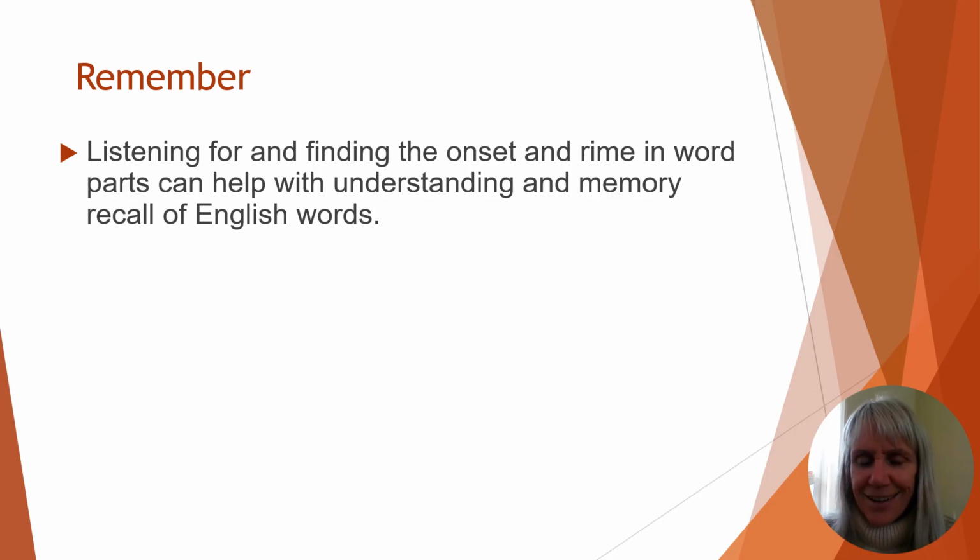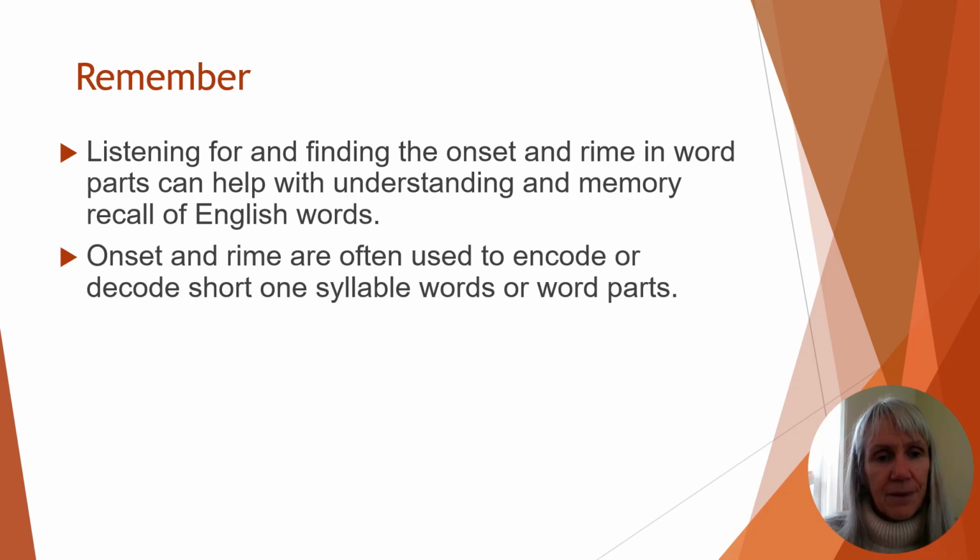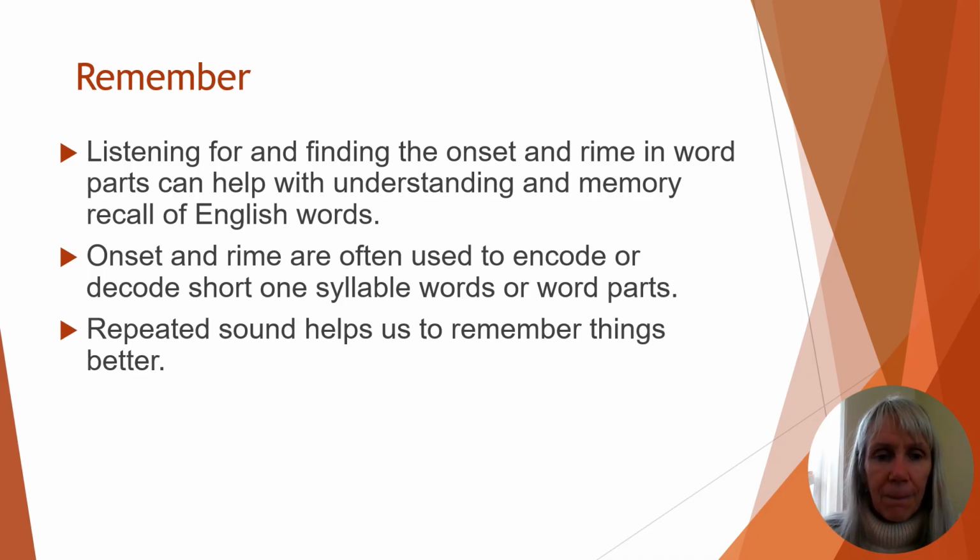Listen to music or the lyrics of songs and see if you can pick out those sounds, both in the onset and the rhyme. And listen to poetry, read poetry, do what you can to see that repetition of sound being used and to practice with it. Onset and rhyme are often used to encode or decode short one-syllable words or word parts. We're going to be looking at another way of encoding and decoding words, but onset and rhyme is a good way to get started, okay? It will help, especially because rhyme is so good for the memory. Repeated sound helps us remember things better.